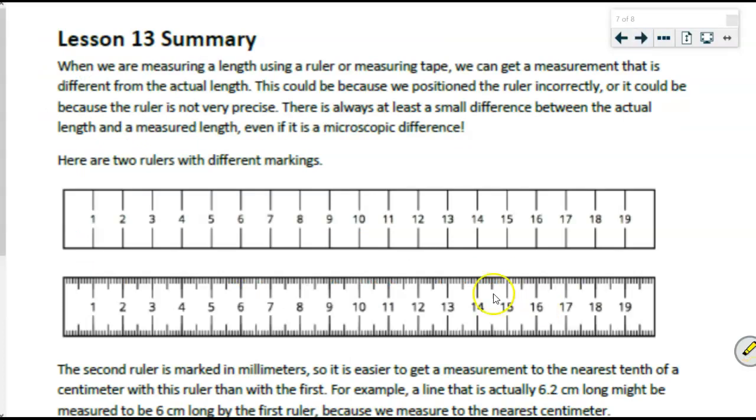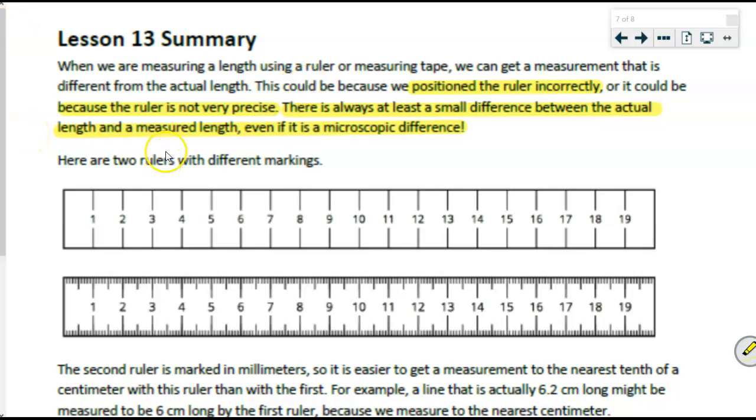When we are measuring a length using a ruler or measuring tape, we're going to get measurements that are different than the actual length. Sometimes it just happens. Maybe we position the ruler incorrectly. Or maybe it's because the ruler is not very precise. There's always going to be at least a small difference between the actual length and what we measure, even if it's a microscopic difference.